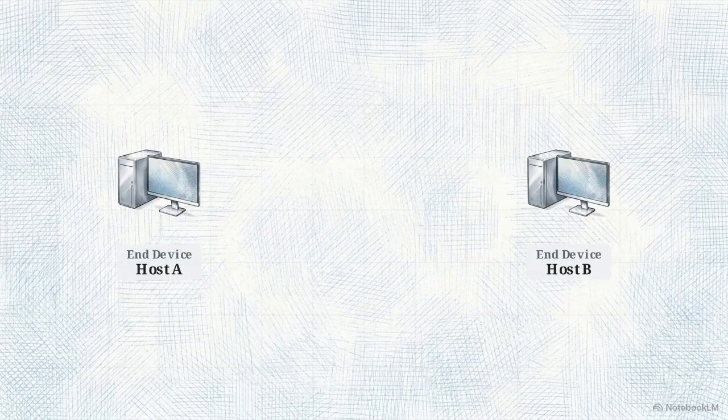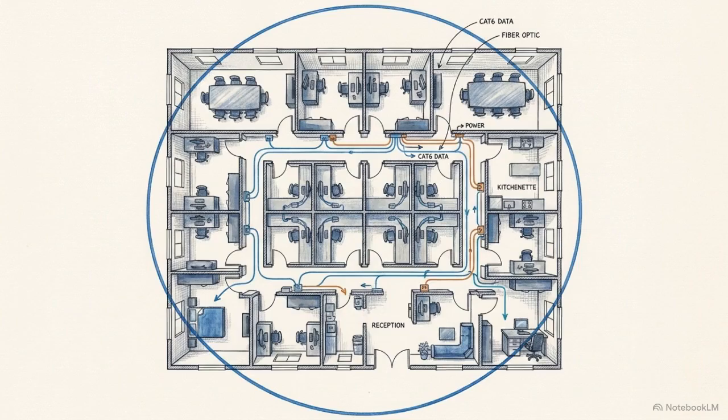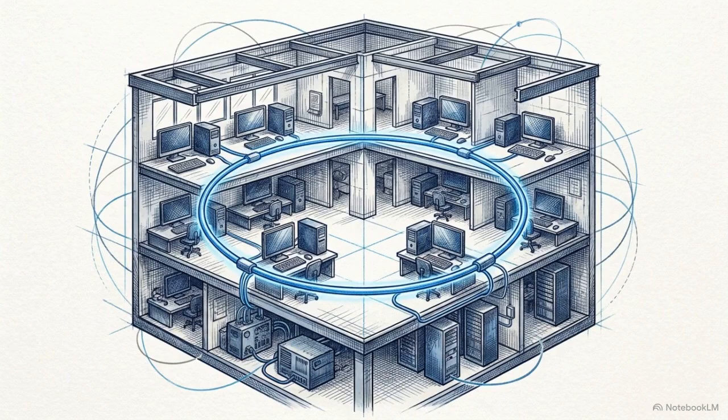We have a blank slate with two isolated end devices that need to communicate. We introduce our first intermediary device, the switch. Instead of wiring computers directly together, both connect to the switch, which actively directs data between them. The functional boundary of a switch is strictly geographic. It is engineered to connect multiple end devices sitting within the exact same local physical space. By connecting these devices through a switch, we have just created a LAN, a local area network.